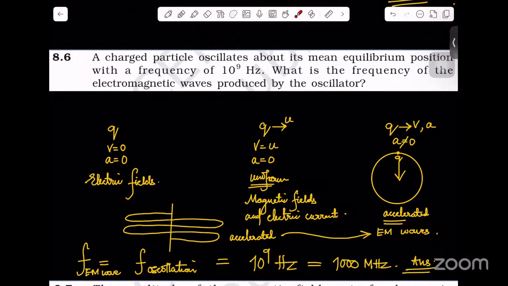So in the question, we have been given that the particle oscillates. Oscillates means if this is the mean position, it goes back and forth. So in an oscillatory motion, there is a change of velocity involved, and if there is a change of velocity, then it is always an accelerated motion. And an accelerated charged particle, as we said, radiates electromagnetic waves. So this will also radiate electromagnetic waves, and we are being asked what is the frequency of that electromagnetic wave. And we should know that the frequency is always equal to the frequency with which it oscillates. And that is 10 raised to the power 9 hertz, or 1000 megahertz.